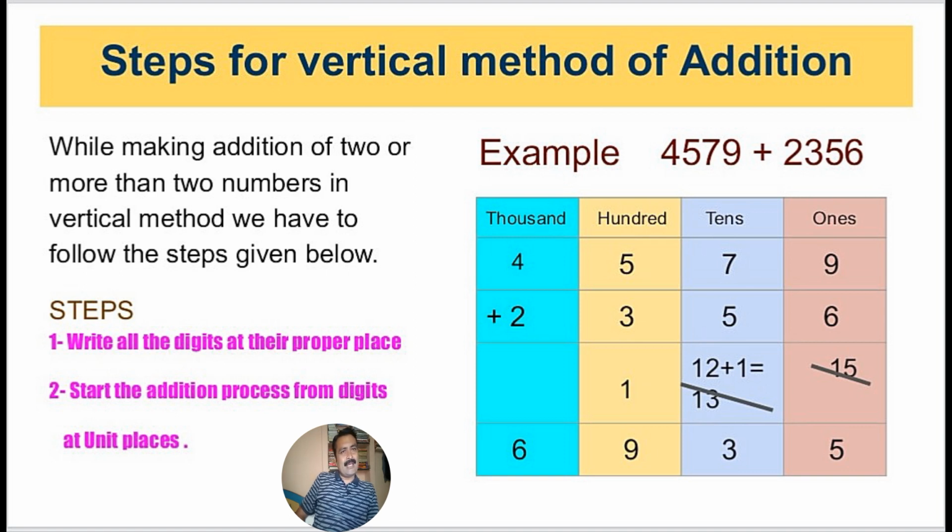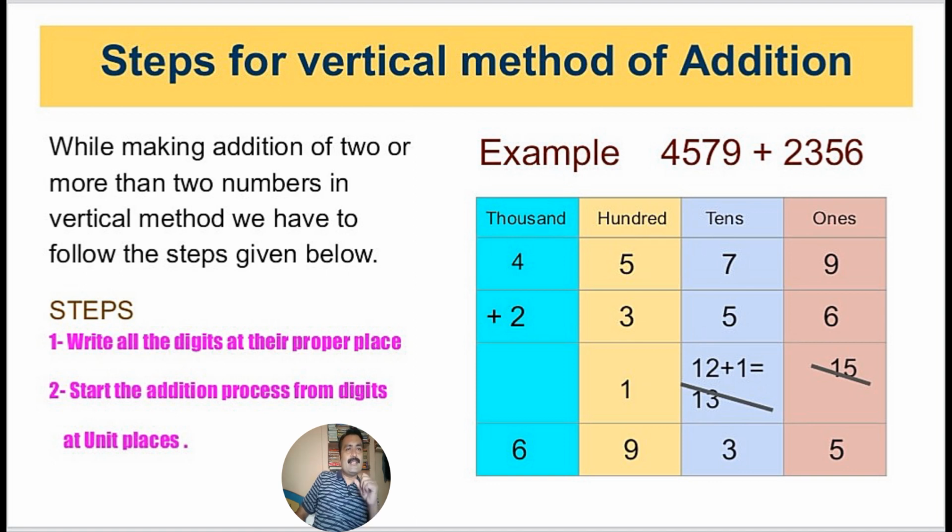The first number we arrange as 4579, then we take the plus sign, and while arranging the second number, 2356: 2 we arrange in the thousands column, 3 in the hundreds column, 5 in the tens column, and 6 in the ones column. This is the first step we have to do properly. All digits we have to write at their proper places, one below the other. After making this vertical arrangement correctly, you can start the addition from the ones place.